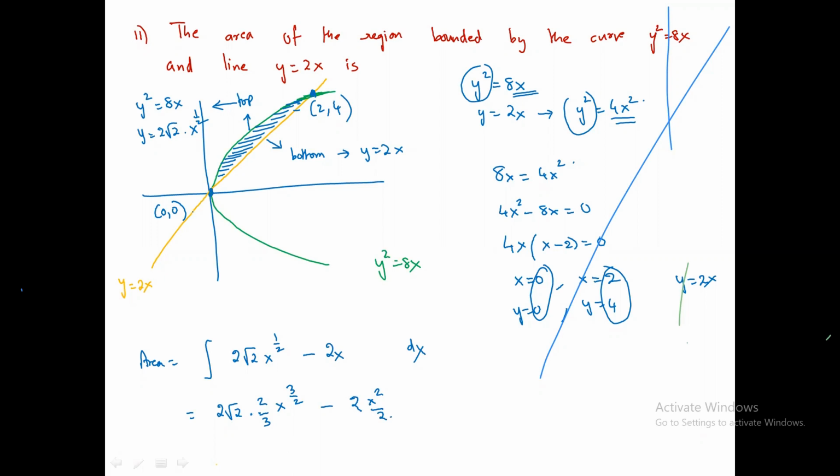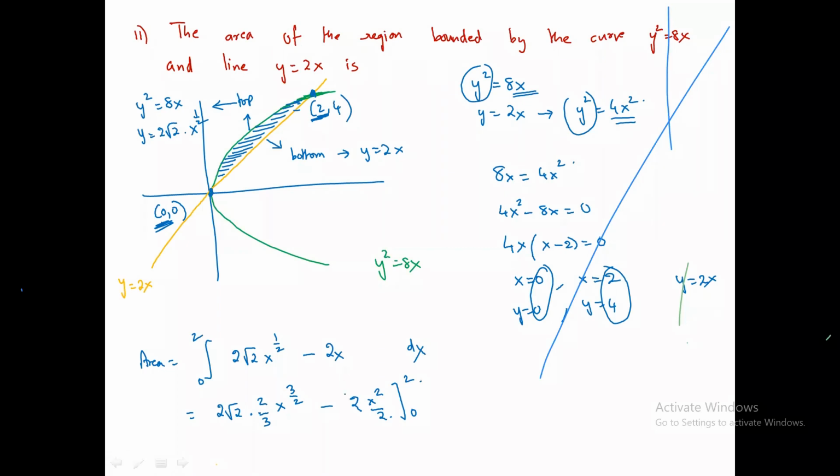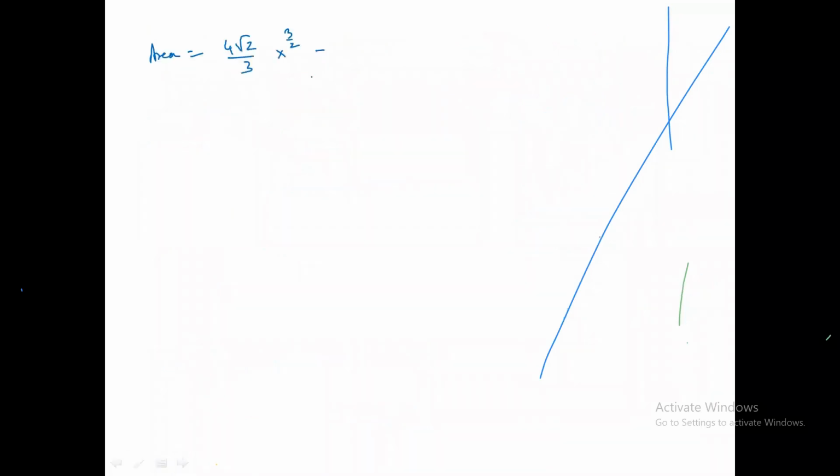Now bounds. The bounds you have to take are 0 to 2. The 2 points of intersection, x coordinates 0 to 2. You will put the bounds 0 to 2. That means you will have 4 root 2 by 3. For area, you will have 4 root 2 by 3 x power 3 by 2 minus, after cancelling 2, just x square. The bounds are 0 to 2.